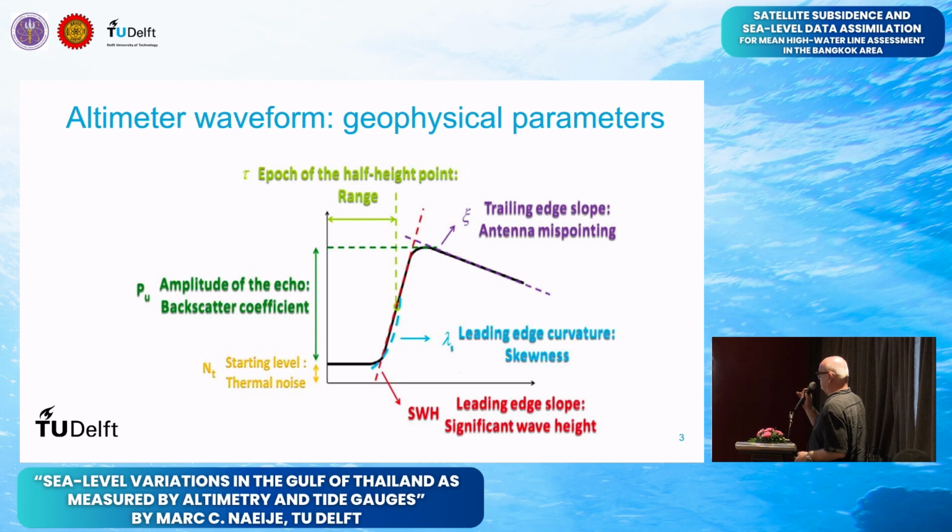So the steepness of this line here is giving access to the significant wave height, and the total power gives some measure of the wind speed. Actually, the backscatter is called radar backscatter, but that gives you insight in the wind speed.